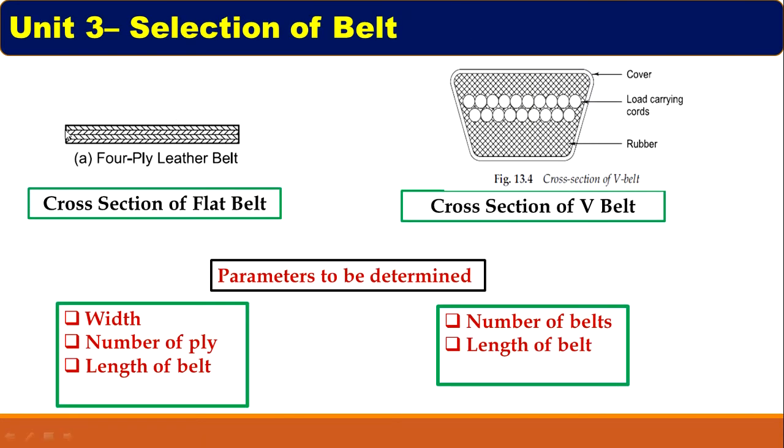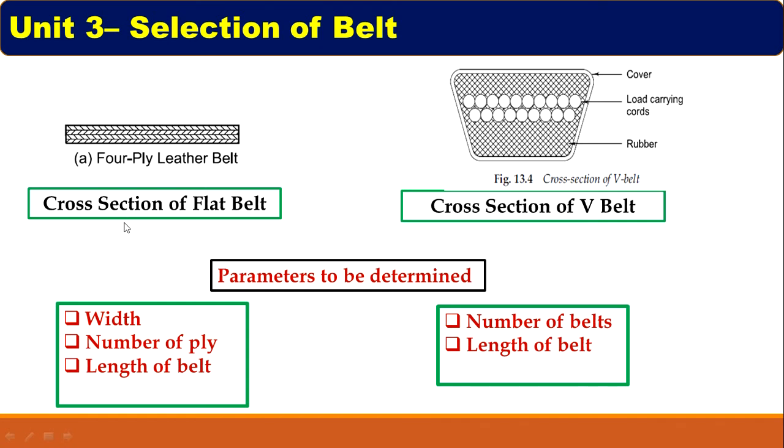Just for the introduction, I will tell you what this is. This is a flat belt. This is a 4-ply leather belt. What is meant by ply? If you observe the cross section of the flat belt, it is rectangular, and you can see there are 4 layers of leather. That's why it is called 4-ply. Ply means layer. 4-ply or 4-layer leather belt.